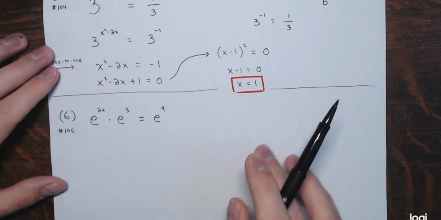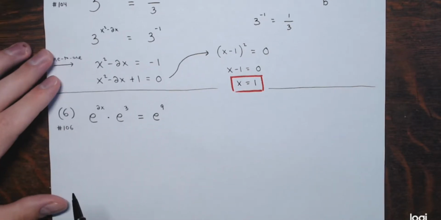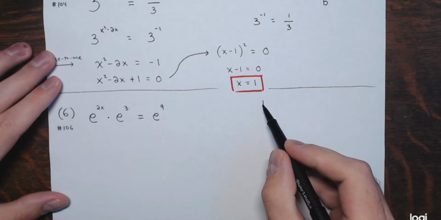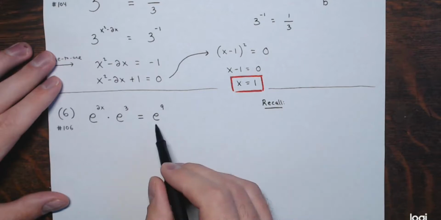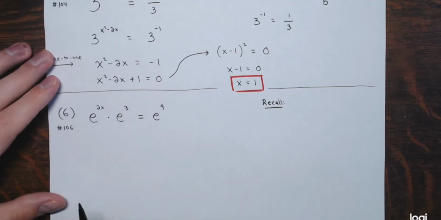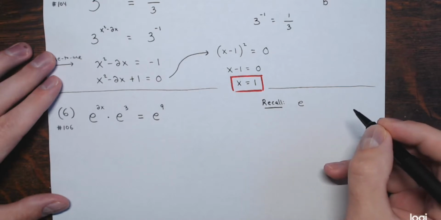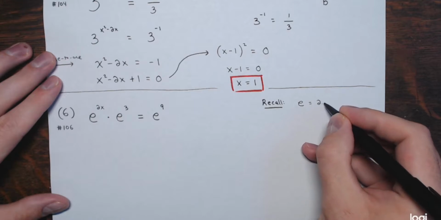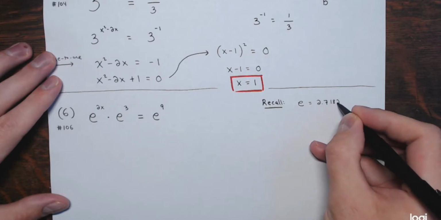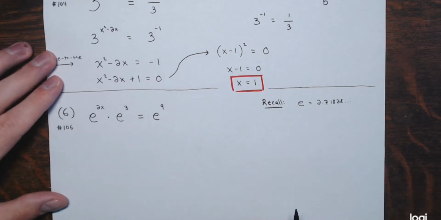Alright, next question. Now this involves the base e. And again, you got to recall some things over here. Remember e, when you see e in most mathematics texts, e is a number. It's like pi. Remember e is 2.71828 and so on. Right? It's about 2.7. This number e, this natural base.